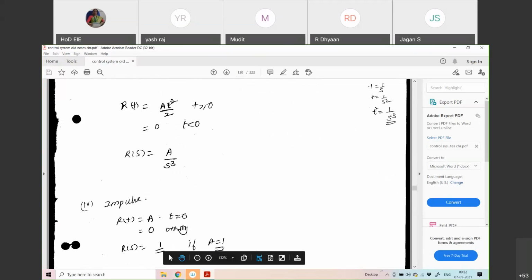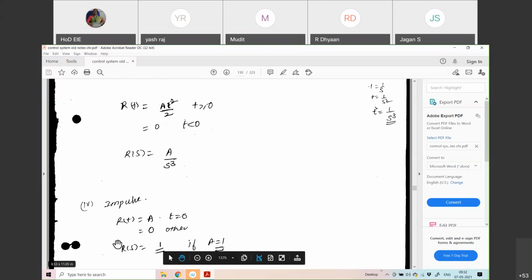Then you also know the standard signal, the impulse. R of t is equal to A at t equal to 0, at a particular point of time. At a particular value of t, there only you will have the amplitude. Otherwise, all the time it would be 0. So R of s is equal to 1. If A is equal to 1, that is a unit impulse. In signals and systems, we mostly use this impulse.